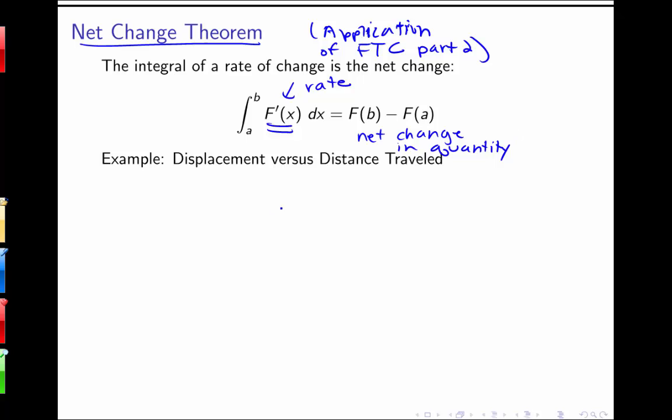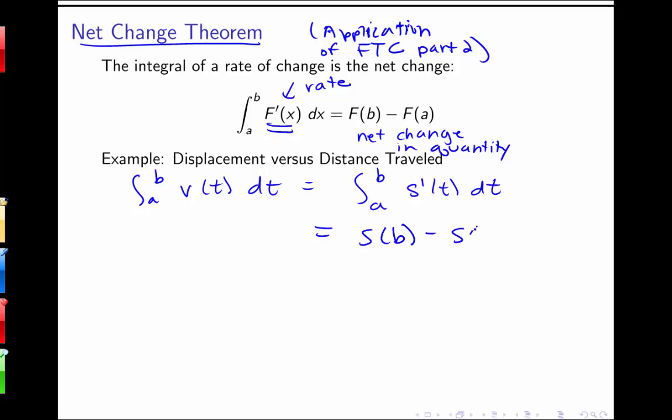So we'll often talk about this in the context of our rate being velocity. So we'll be looking at the integral from a to b of v of t dt, or in other words, the integral from a to b of s prime of t dt. So our rate will be a rate of change of position with respect to time. And then if I wanted to integrate that rate, I'd be looking at S of B minus S of A, or our total displacement over the interval.